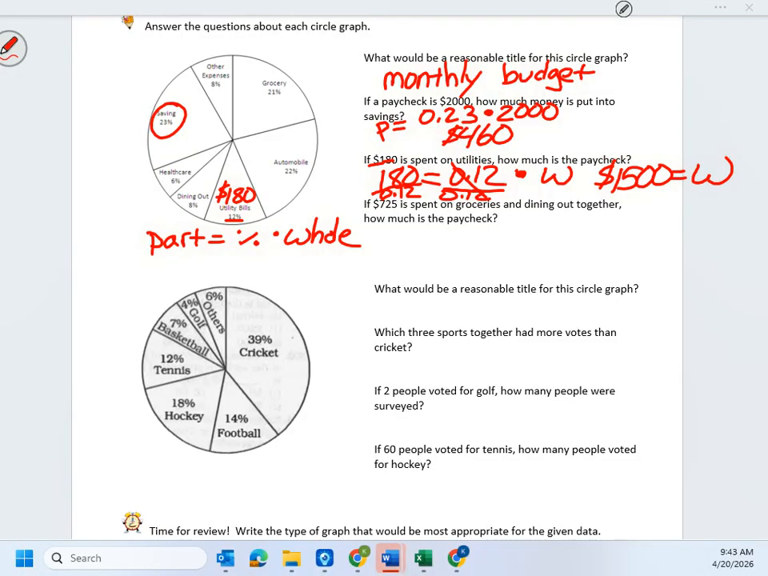Does it make sense that our whole would be a lot bigger than 180? Yeah, because that's our whole paycheck. So that utilities portion is going to be a lot smaller than our whole paycheck. So you need to write down this equation.